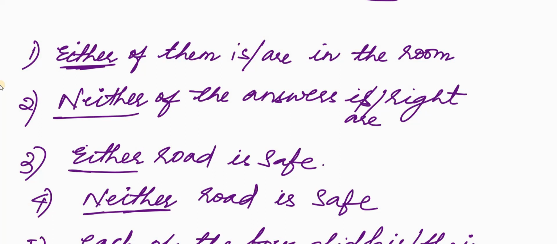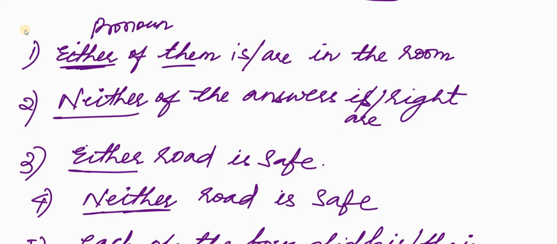In the first sentence, either of them is or either of them are in the room. I told you either refers to any one of the two or both. Either here is what? A distributive pronoun. Why? Do not confuse with the pronoun them here. You may ask me that when there is a pronoun, there should not be another pronoun or a noun, because the very job of pronoun is to replace the noun. Why do we write two pronouns in the same sentence?